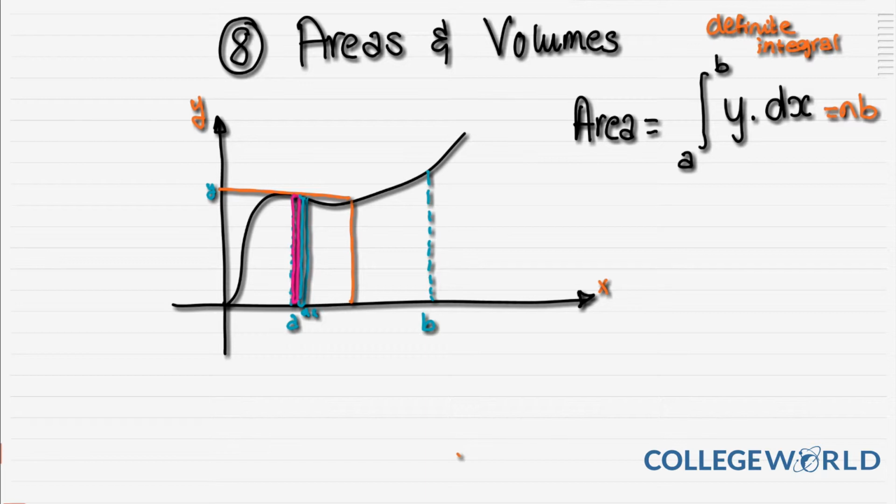Then this is for area. So what we're doing is we're integrating y in terms of x from the boundaries a to b. So and then I'll explain volume, and then I'll move on to examples.